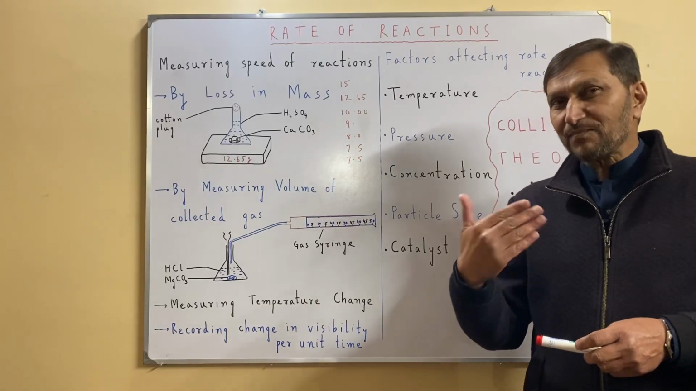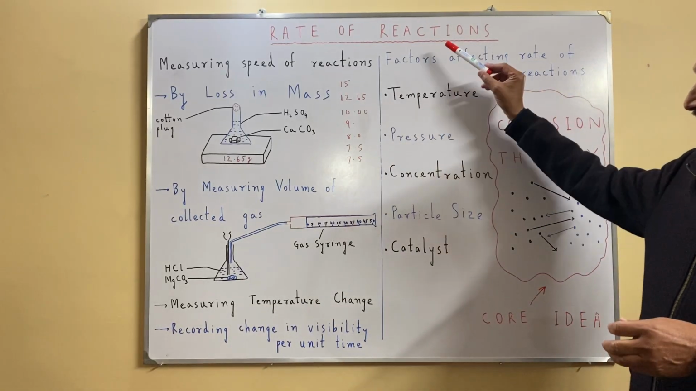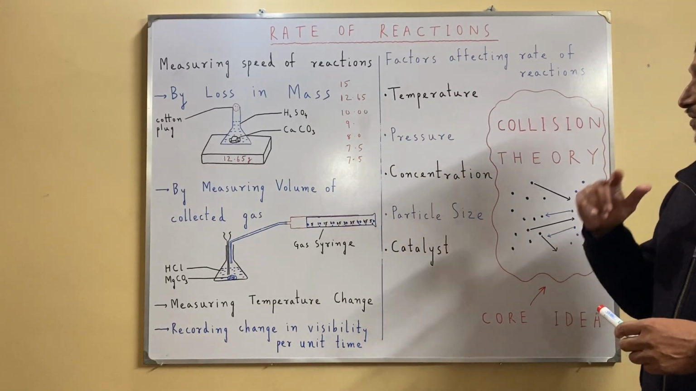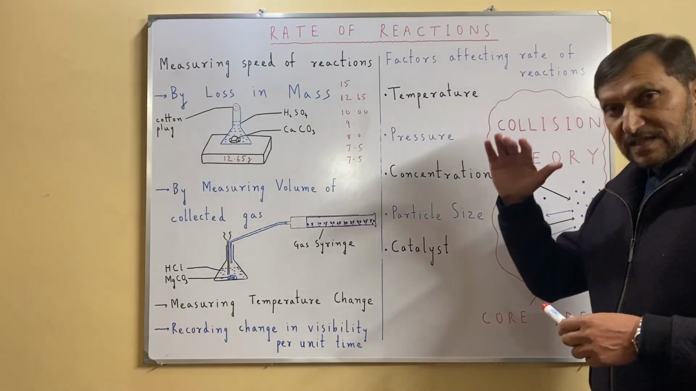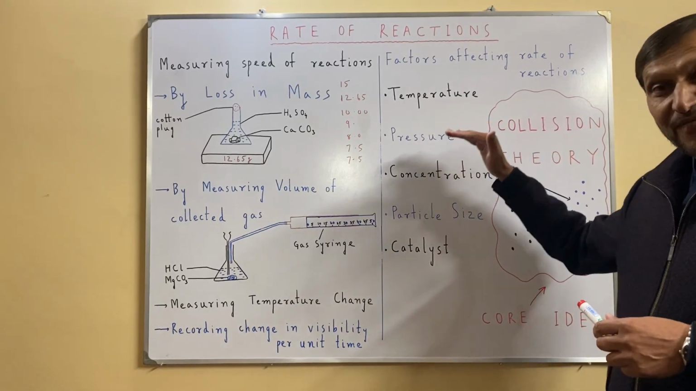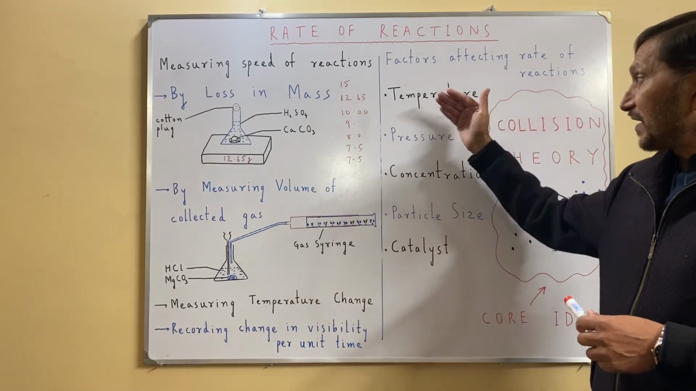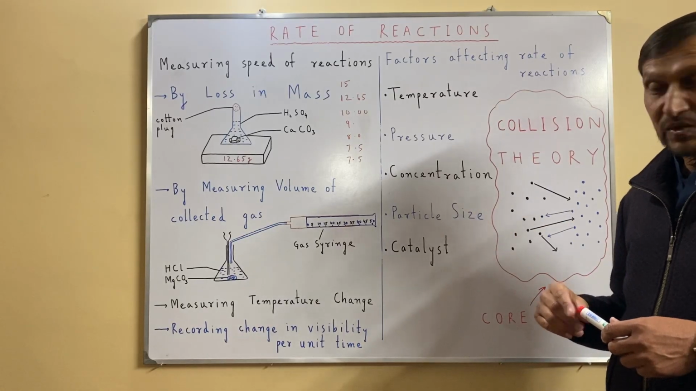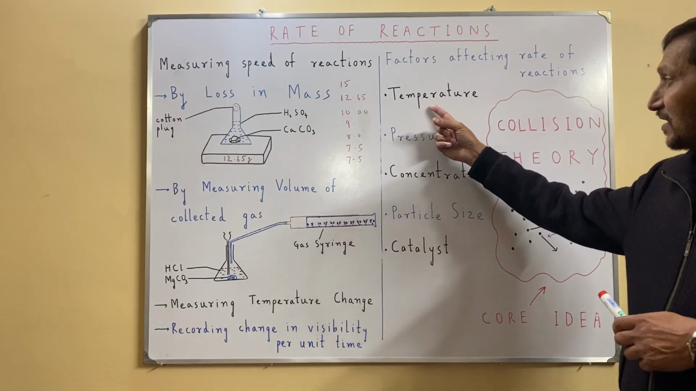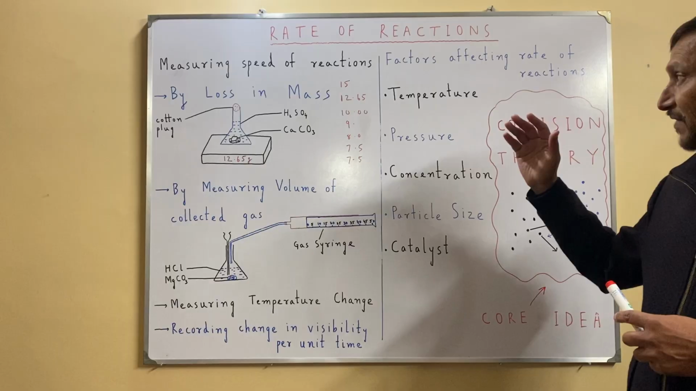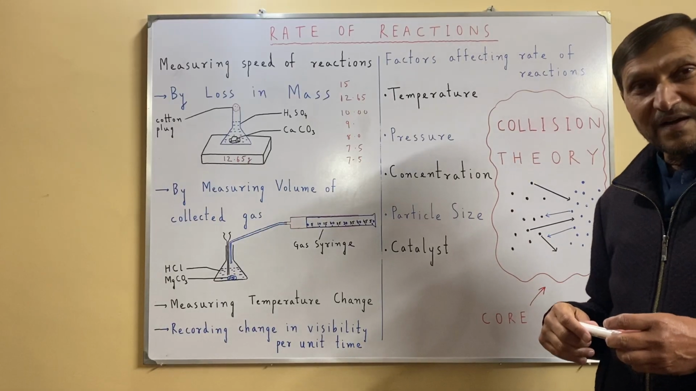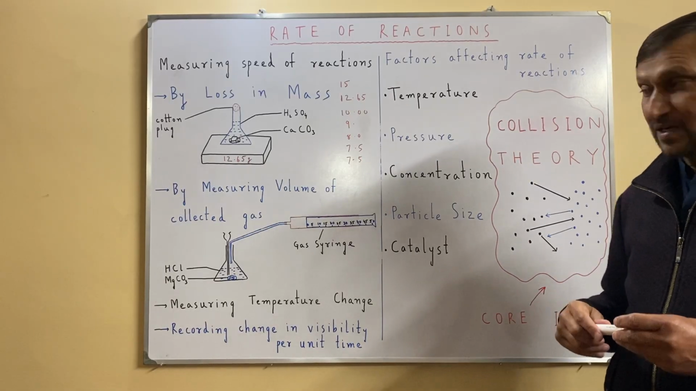Now the next important thing in this lecture is how the different factors affect the speed of reactions or the rate of reactions. Here, as you can see, I mentioned different factors which affect the rate of reaction or the speed of reaction.